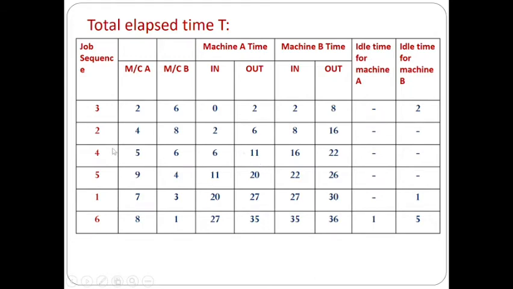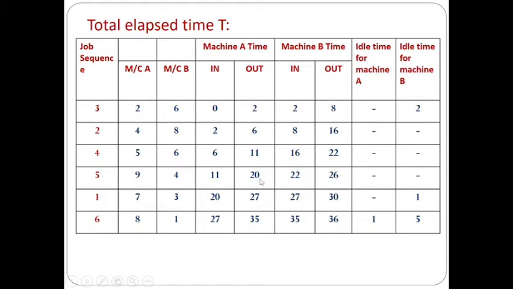Job 4 is available, but machine B is not available. So the time in for job 4 will be 16, and the time out will be 16 plus 6, which is 22. In the same way for job number 5, the time in will be the time out of the previous job, which is 11. And the time out will be 11 plus 9, which is 20.